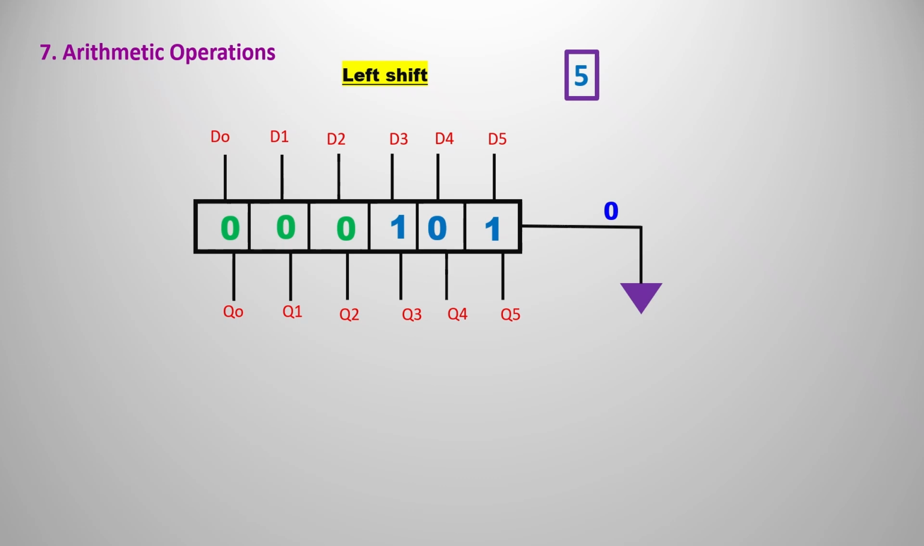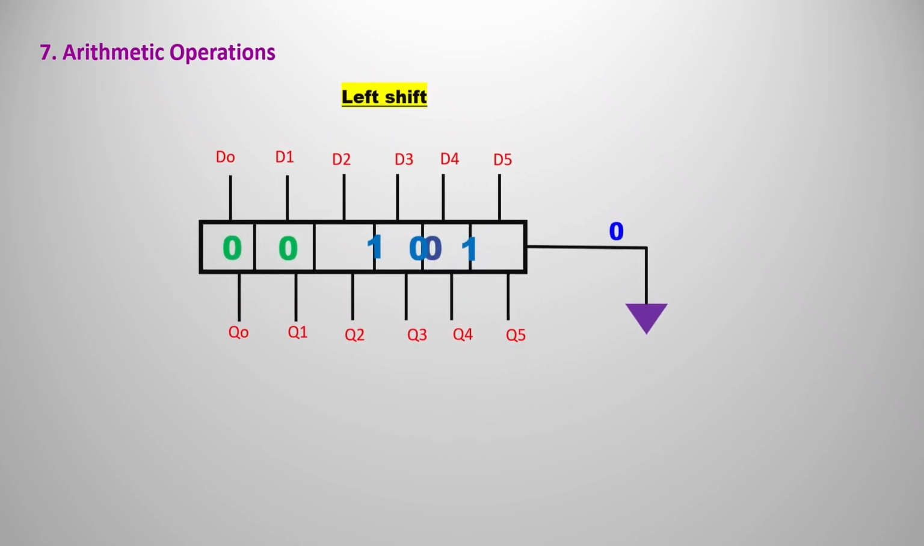First of all, I will explain the left shift. With the help of left shift, we can perform multiplication by powers of 2. So how can that happen? Let's see. I took a 6-bit shift register, starting with 000101. I hope you know 101 in binary is 5 in decimal. And the right side is grounded. Now you are going to insert zeros from the right side one by one. Let's see how to do that.